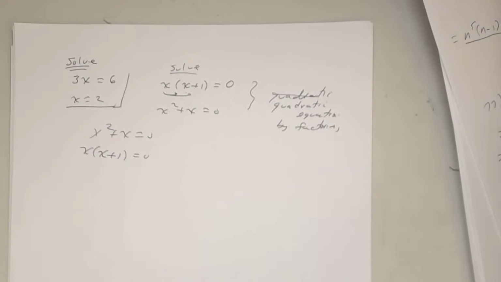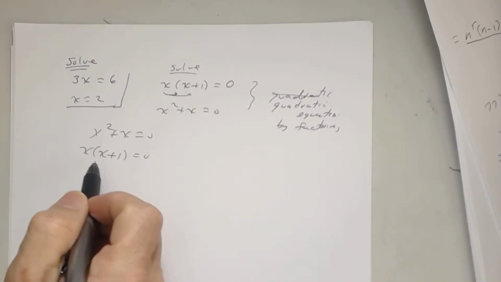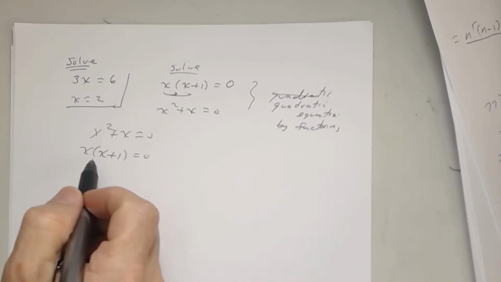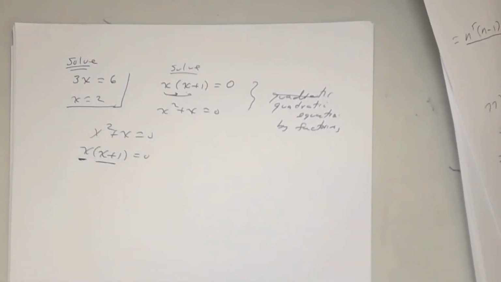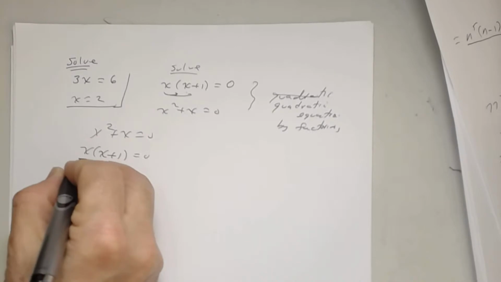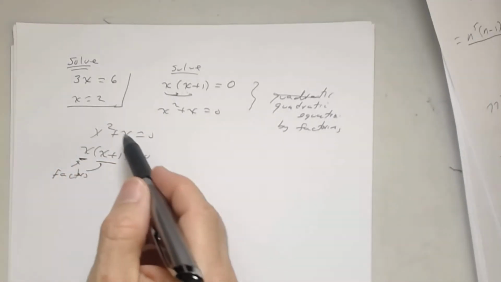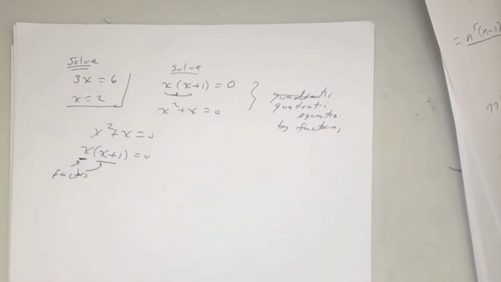Okay, so here's the idea. How many factors do you see here? How many things are being multiplied together? One. Nope. Two. The first one is x, and what's the other one? X plus 1. Those are my factors. So remember, these are factors. So the factors of this quadratic equation right here are x and x plus 1. What do you notice about their product?